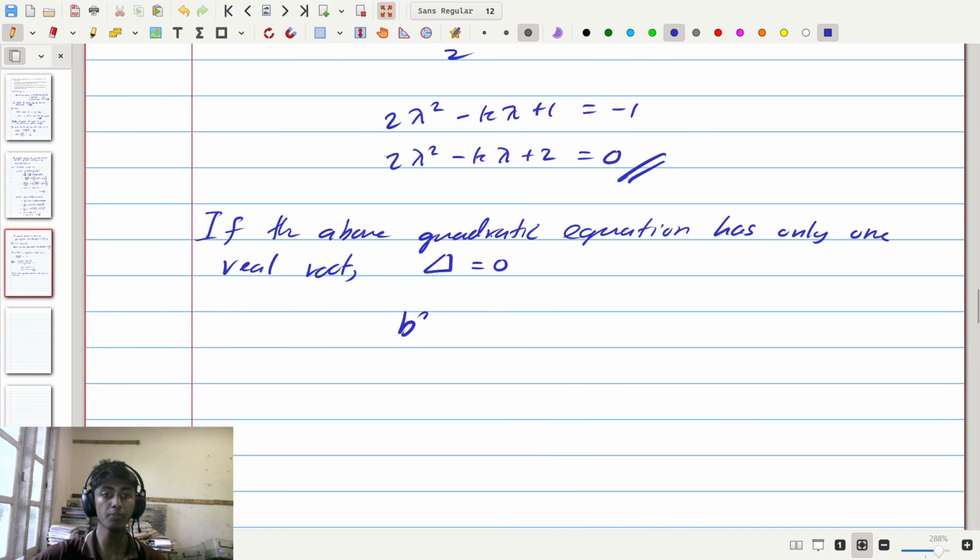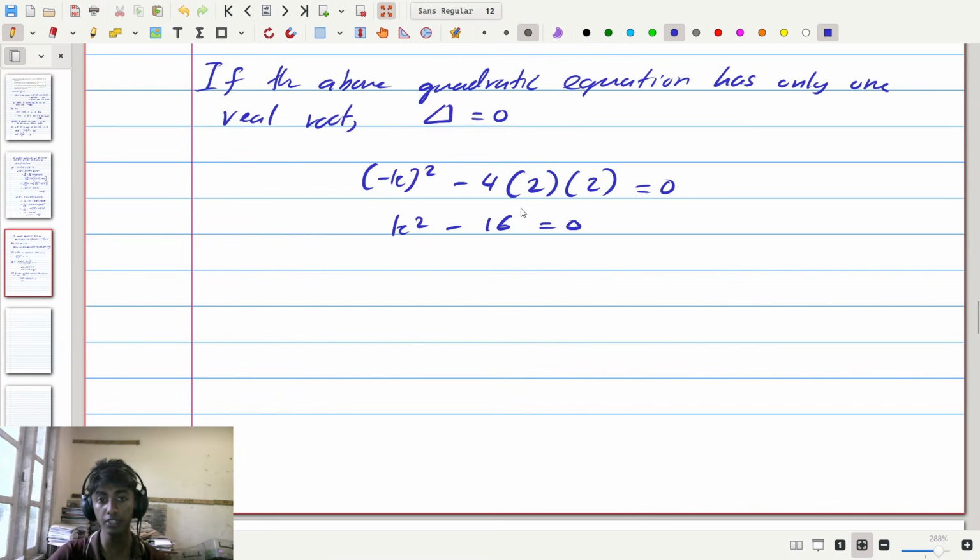Now delta is b squared minus 4ac, and for this equation we can see b is equal to -k, a is equal to 2, and c is equal to 2, and therefore we get the expression (-k) squared minus 4 times a, which is 2, times c, which is also 2, equals 0. And simplifying down, we get k squared minus 16. So k squared minus 16 equals 0, meaning if we take the difference of squares, k plus 4 times k minus 4 equals 0, and therefore k equals -4 or k equals 4.